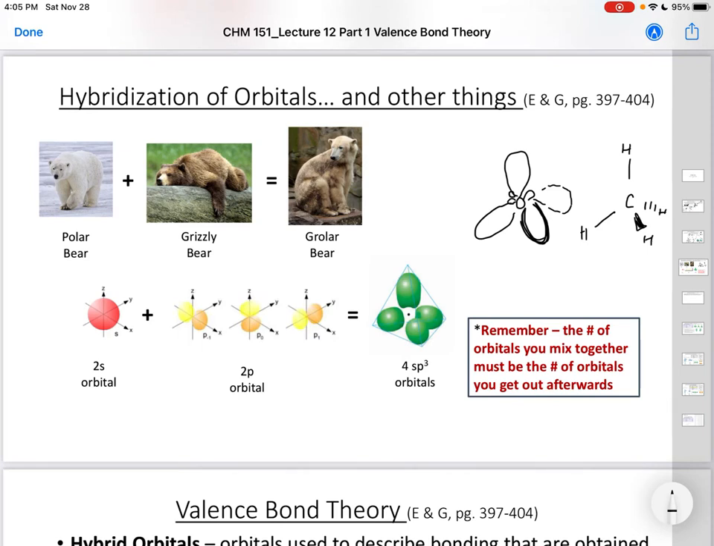It is very important to remember the number of orbitals you mix together must be the number of orbitals you get out afterwards. So if you take 1s and then 3 p's and mix them together, 1 plus 3 is equal to 4. So you need to get out 4 sp3 orbitals. Each orbital is called sp3, so you're going to have sp3, sp3, sp3, sp3. They're all called sp3.